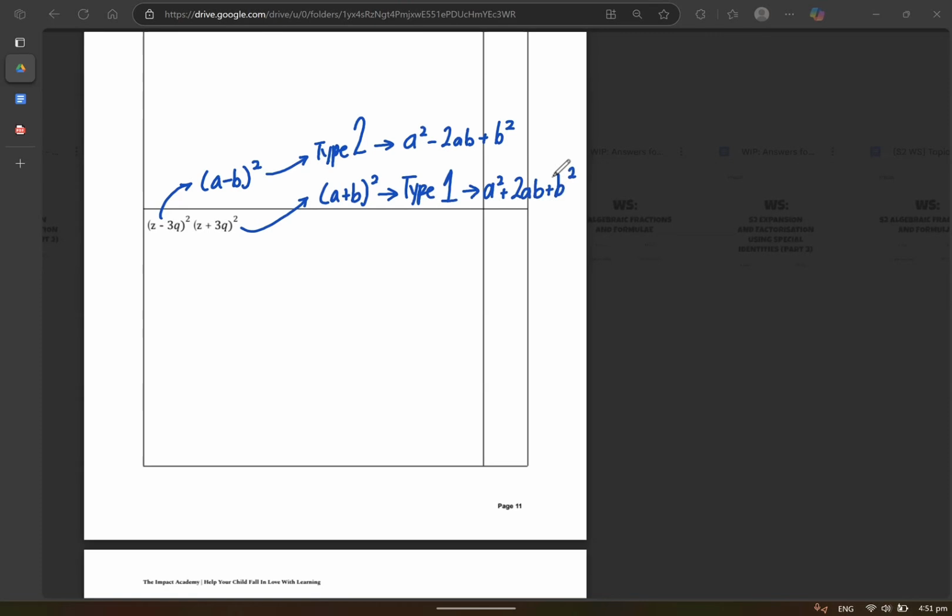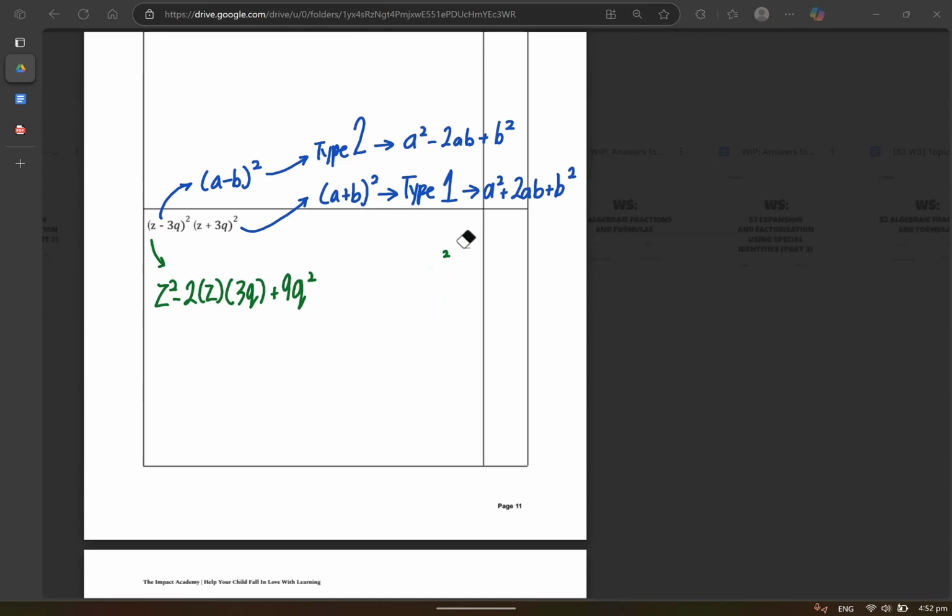Once I have everything written down, I'm going to fix my eyes on the first one, a minus b squared. First ask yourself, what do I have? I have a, and a is z. I want a squared, so I will say z squared. B is 3q. I want b squared, I will get 9q squared. So for the first one, we can work it out already. We can say z squared minus 2 bracket z, 3q, plus 9q squared. Agree? Correct?